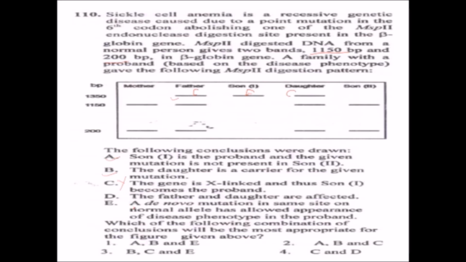As for the statement that a de novo mutation at the same site on the normal gene has allowed the appearance, it may be possible that some mutation has appeared, so that normal alleles may have appeared as a diseased phenotype. So the correct statements will be A, B, and E, and as per this, the answer is number 1.